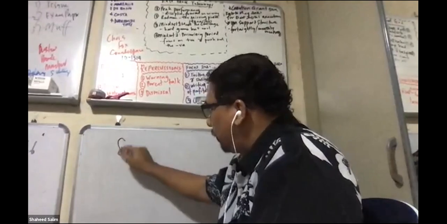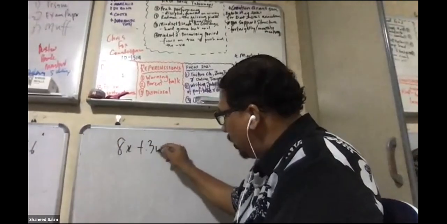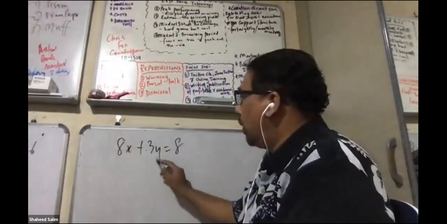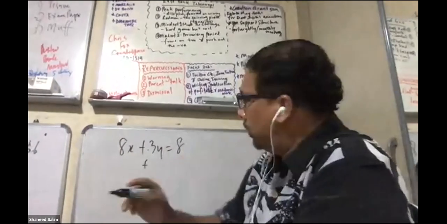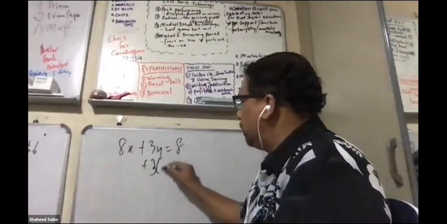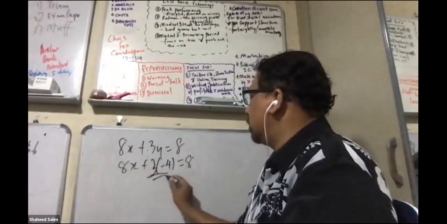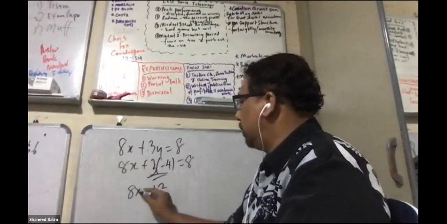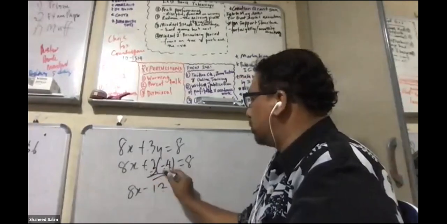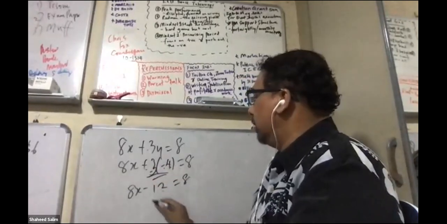8x plus 3y equals to 8. So y is minus 4, not x. I'm so sorry, right? So 3 down here, put a minus 4 equals to 8. 8x, this one is minus 12. 3 times 4, 12, plus times minus, minus, equals to 8.